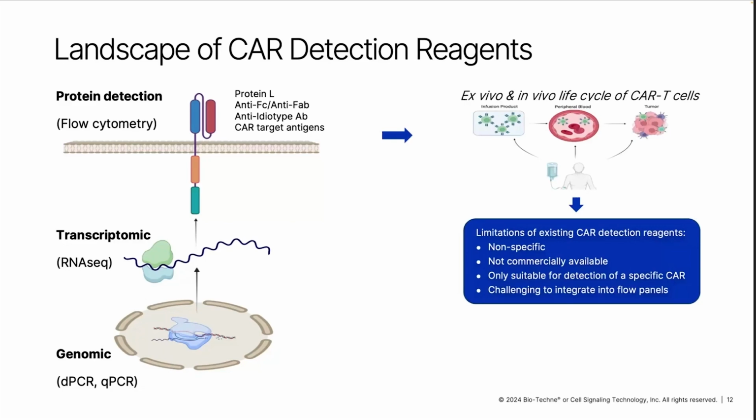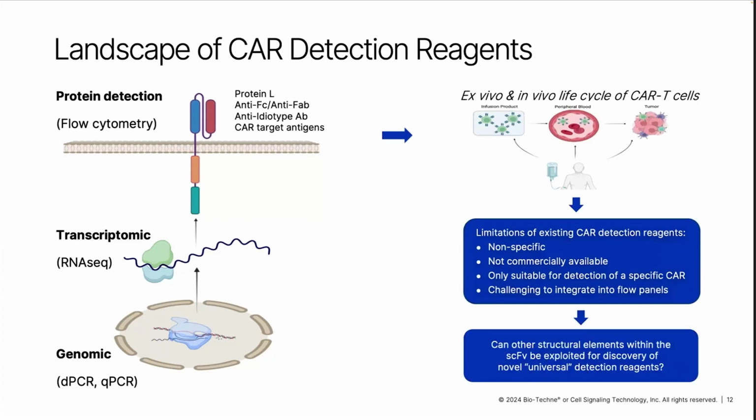Therefore, there's a need for universal CAR detection reagents, in particular ones that will enable a greater degree of efficiency for expression screening during discovery phases. Often, this is the time when optimization of CAR structure is likely to occur. Therefore, we asked whether there are other structural elements within the scFv that can be exploited for the discovery of novel or universal detection reagents.